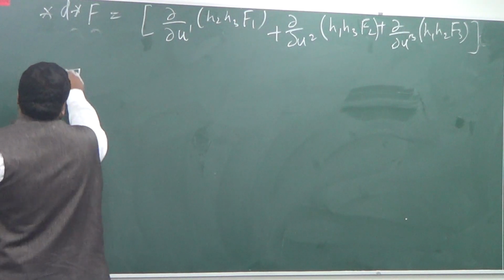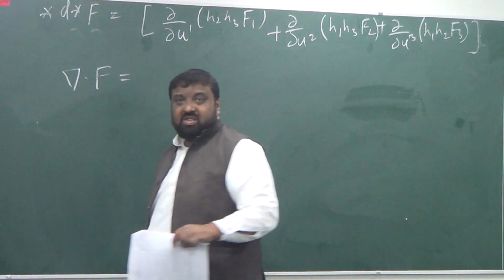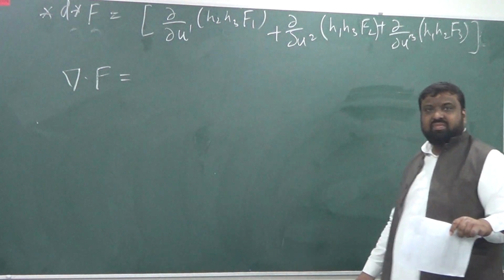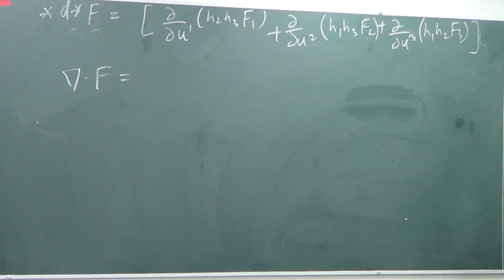So essentially I can say this is the divergence. I can write it in the form of a theta. So that way you will get 1 over h1 h2 h3.